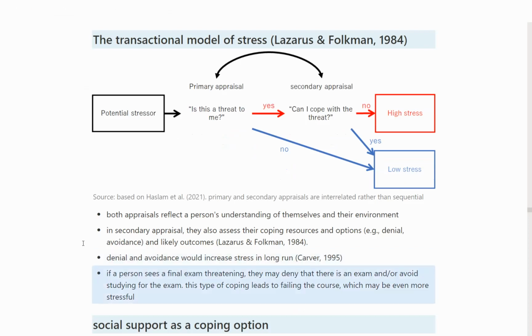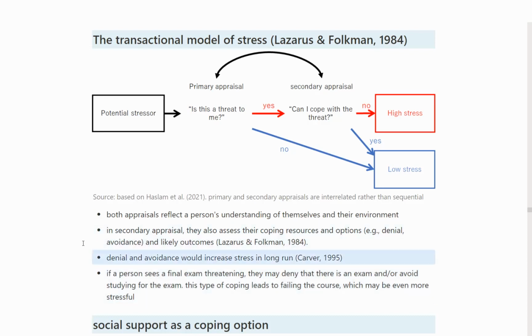And this is because, maybe an example could tell you better. If a person sees a final exam as threatening, they may deny that there's an exam, so they just pretend that there is no exam, or they may avoid studying for the exam. And this type of coping leads to failing the course, which may be even more stressful. So at the beginning, the presence of the exam was a stressor, but just because they denied its presence, or avoided preparing for the exam, they failed the course, which is much more stressful for them.